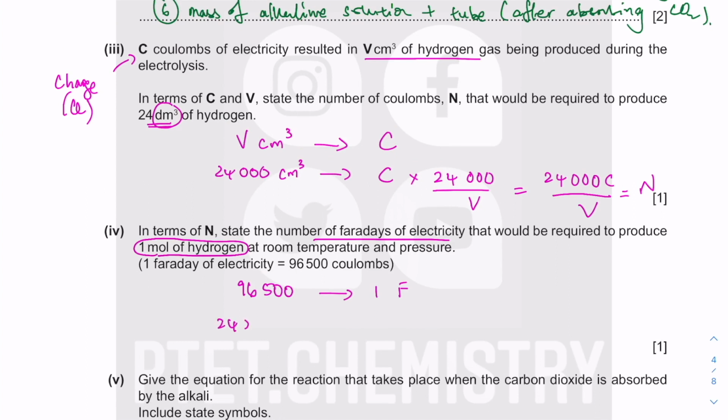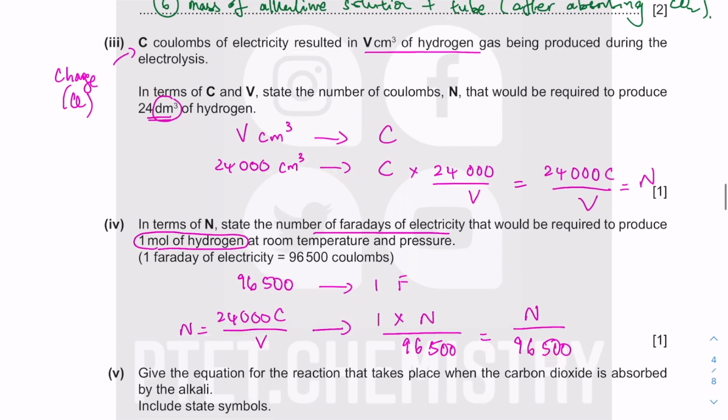So 24,000 C over V, which is N, is 1 times N over 96,500. So N is basically this whole thing. I could use it in terms of N as the question instructed. So that is the number of Faradays that are required.